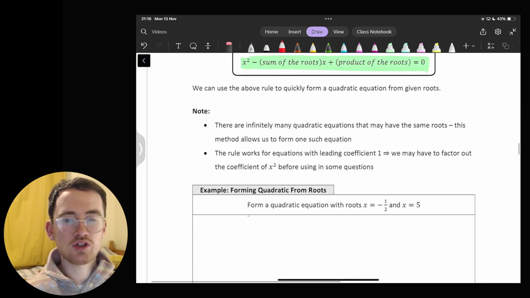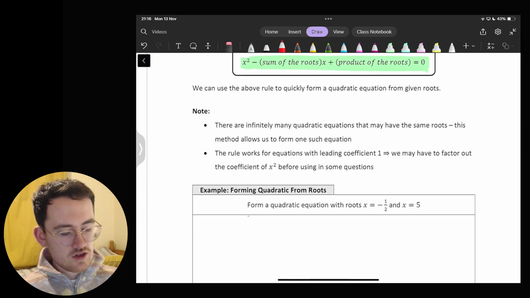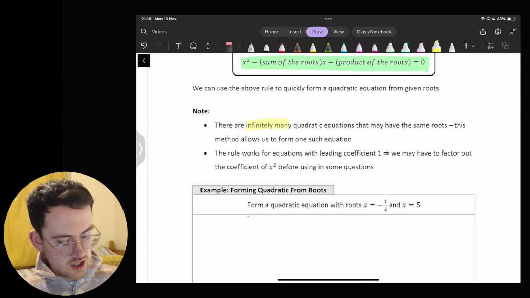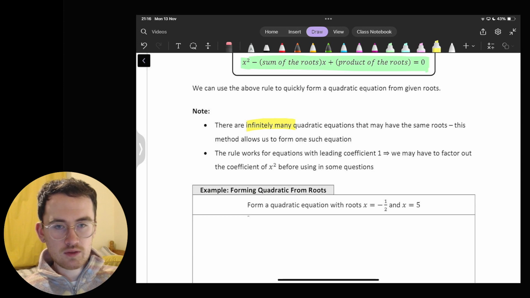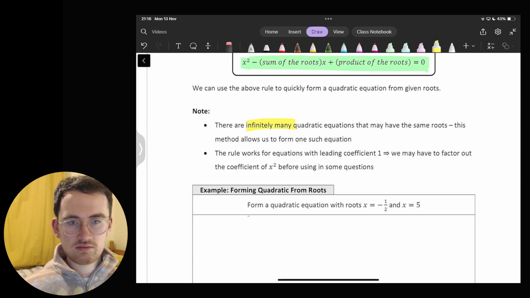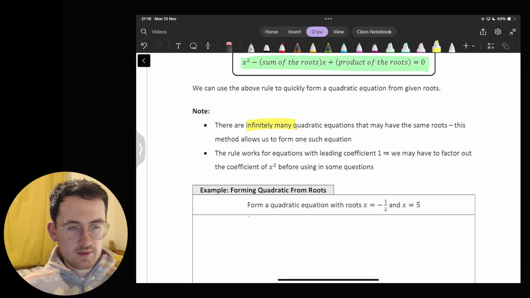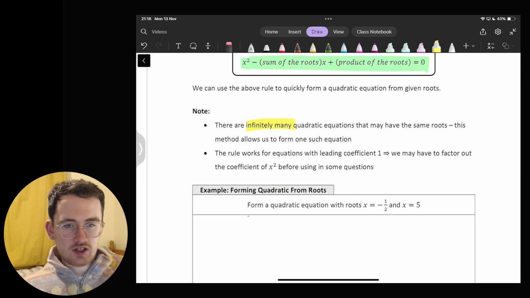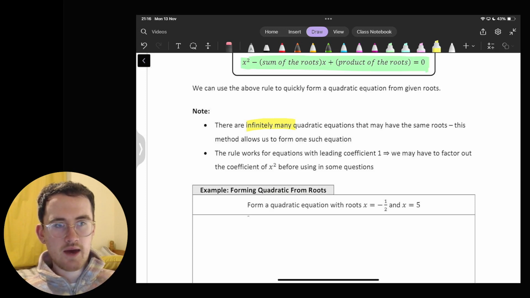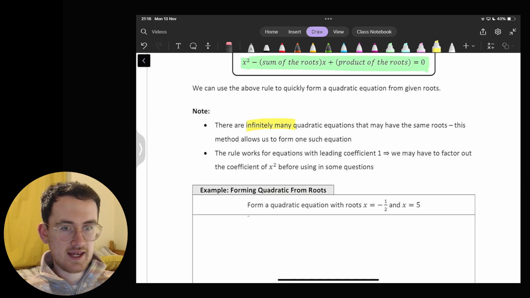Now I have put in a note or two for us here. The first one says there are infinitely many quadratic equations that would have those roots, and that's an important one. So there are any number of quadratic equations that would have those same roots. So this method allows us to form one such equation. If we multiplied that equation by 2, that would be another equation. If we multiply it by 3, okay, and particularly this is going to come in when we talk about functions. So in equations, those factors don't matter as much, but in functions, those are really going to determine the function we're talking about, and they're going to have a real impact on what we're looking at.